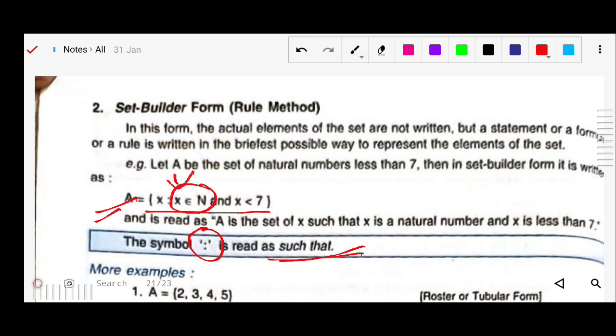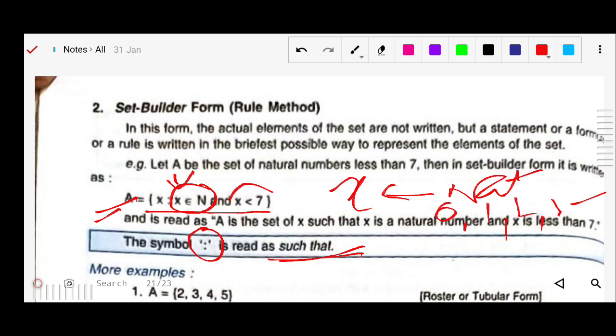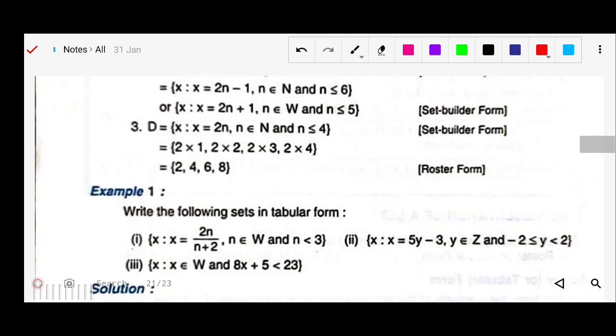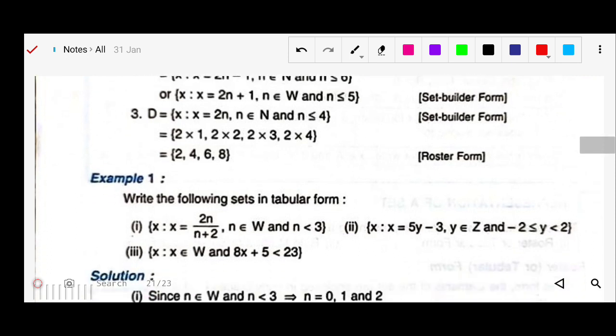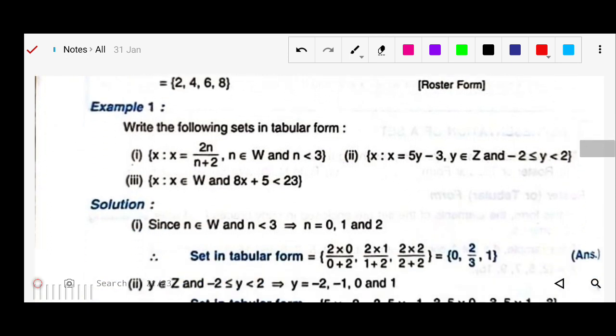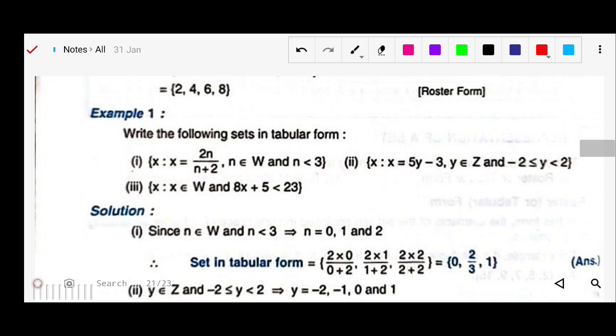First of all, X belongs to the natural numbers, which means it will start from 0, 1, 2, 3, 4 and keep on going, but the condition we have given is that all these numbers must be less than 7. So X is less than 7, it will be below 7: 0, 1, 2, 3, 4, 5, 6, right? So likewise it will be. These are some examples of how to write set builder forms. This is a simple revision of class 7, you have already studied these things.